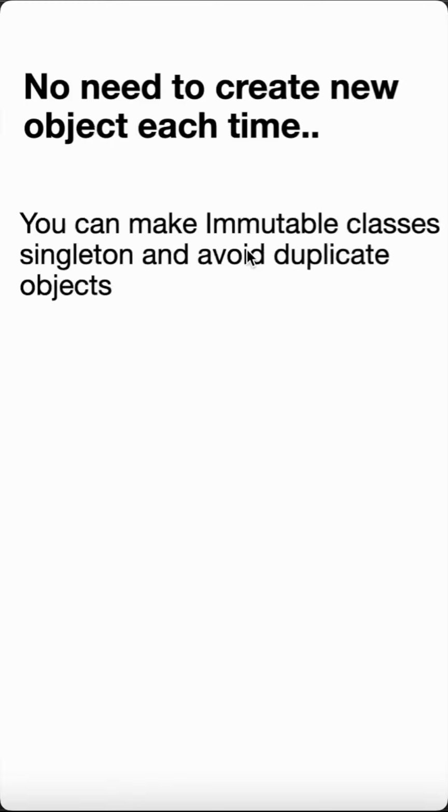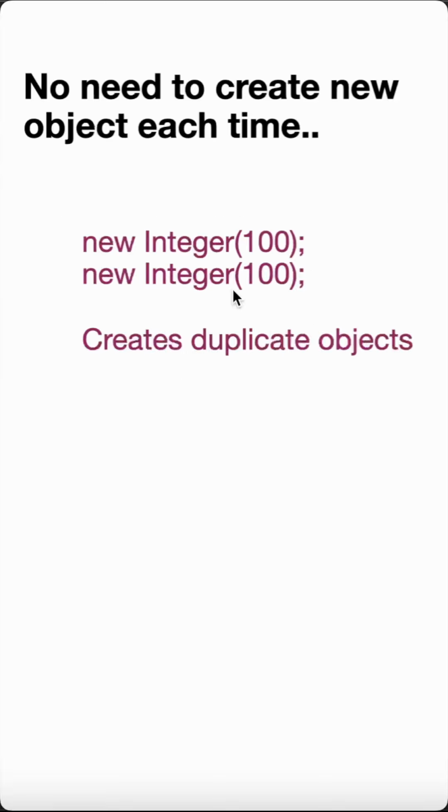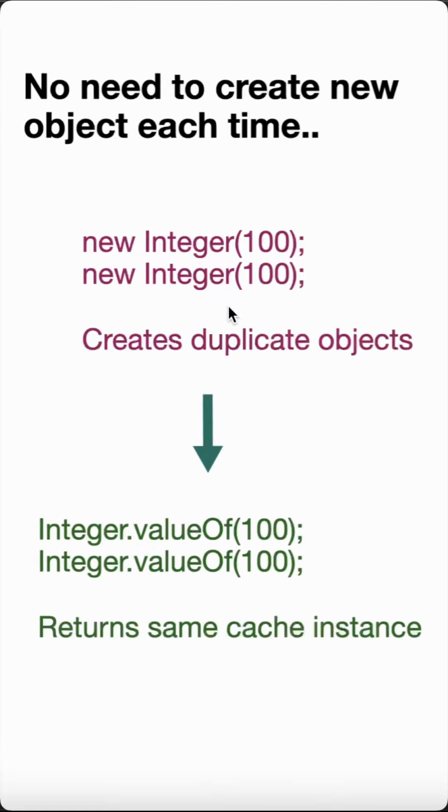No need to create a new object each time. You can make immutable classes singleton or even non-instantiable and avoid duplicate objects. Such classes are called instance controlled. Java's wrapper classes of primitive data types like Integer and Boolean provide static factory methods which return the same cached instance for the same input value. This way we use memory more efficiently.